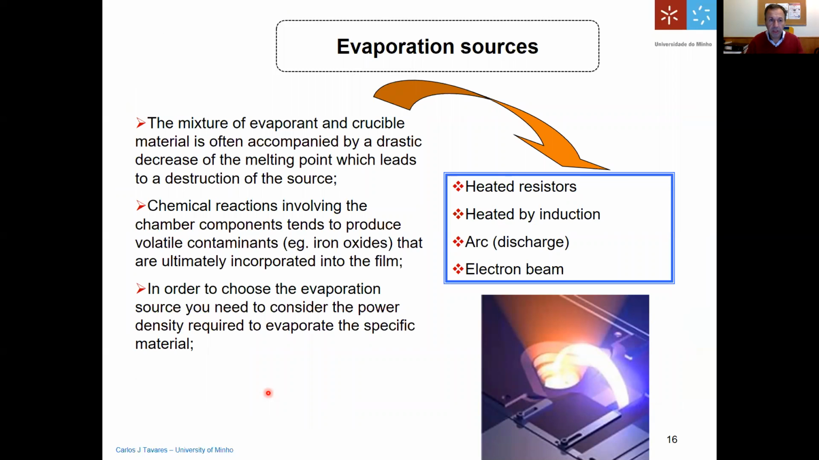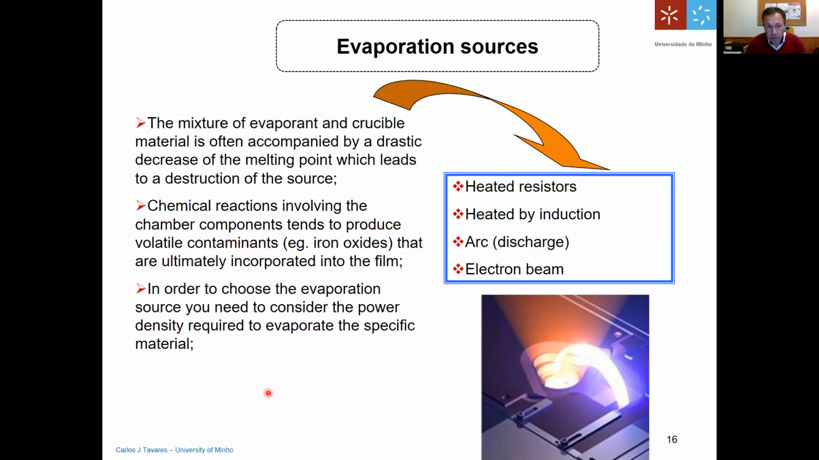And this is where we're heading now. So we're going to take a look at evaporation sources. The mixture of evaporant and crucible has to be avoided, because if you choose the wrong crucible, then you will have a mixture of the elements from this crucible and those from the evaporant, and you will be evaporating a compound, which is something that you do not desire. So you really have to choose very well which kind of crucible for the specific evaporant material that you want to use. Some chemical reactions involving the chamber components also tend to produce volatile contaminants, like iron oxides, which are ultimately incorporated into the film.